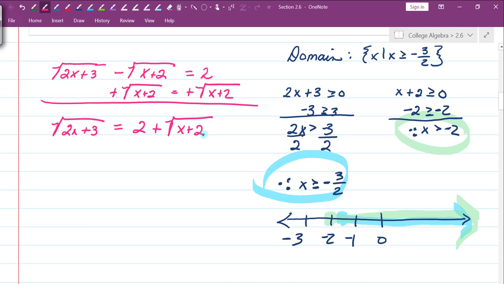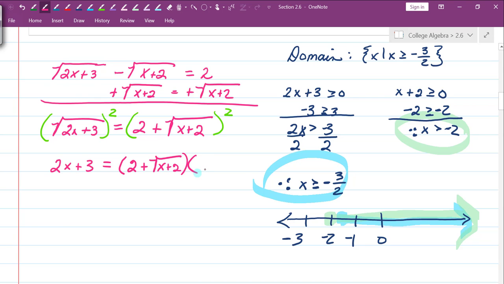The next thing we want to do is square both sides, because when we square both sides, that will remove this radical on the left-hand side. That's really what we want to do: we want to get rid of those radicals. So on the left-hand side, because we squared it, we end up with 2x plus 3 is equal to 2 plus the square root of x plus 2, squared.